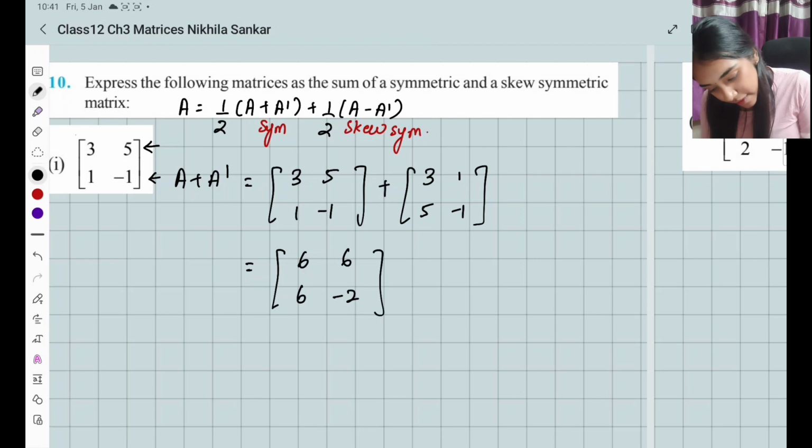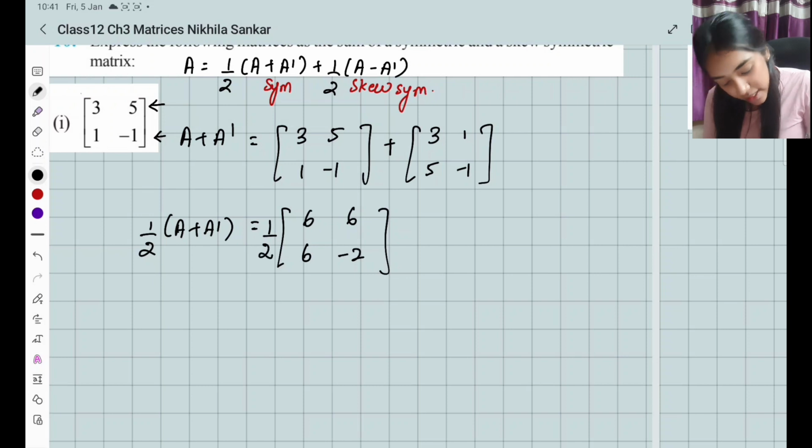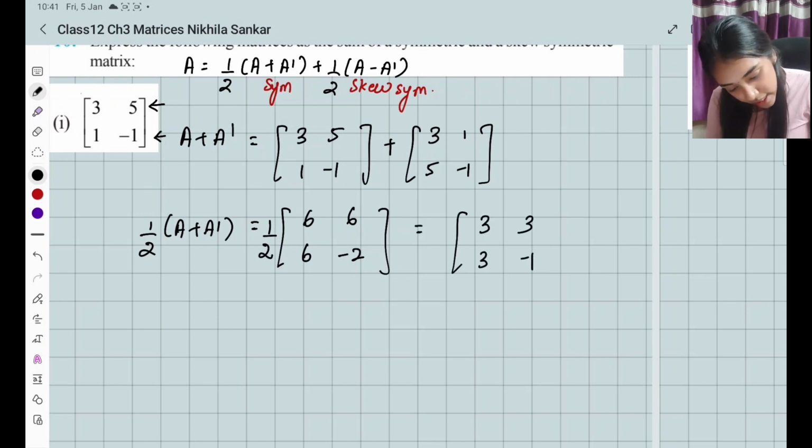So, I take half of this addition. So this is going to be half times A plus A dash. When I take a half, I can divide by 2. So 6 by 2, 3, 3, 3 and minus 1. So half times A plus A dash is found.